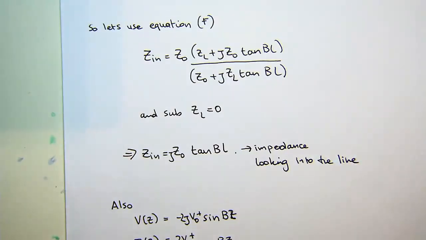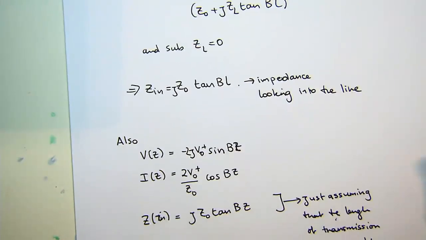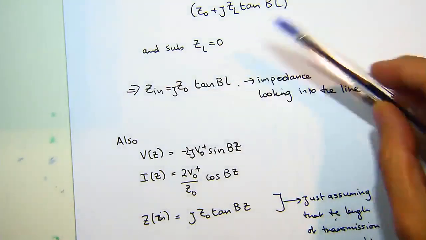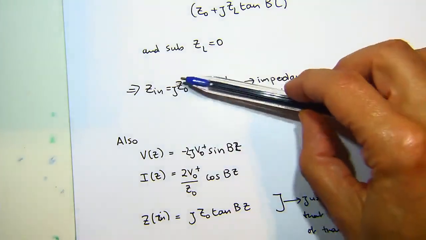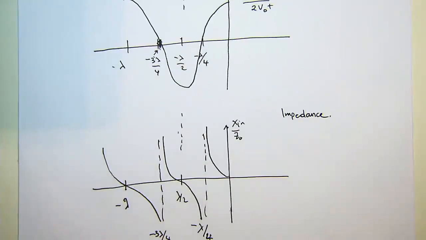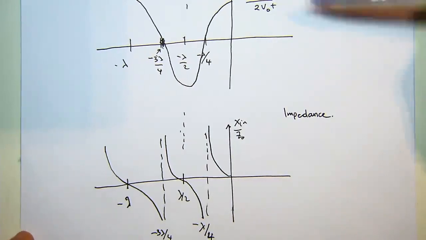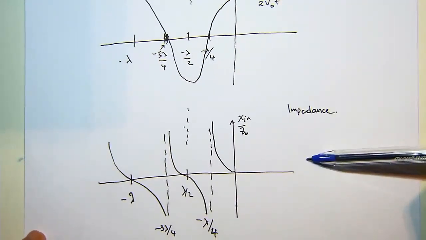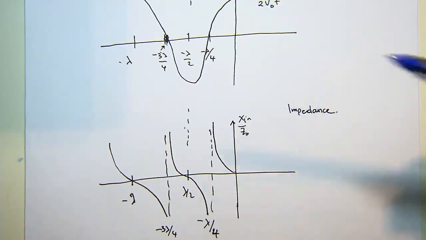transmission lines terminated in a short circuit. We worked out the impedance looking into this line can be written as jZ0 tan beta L, and we drew out essentially the voltage, the current, and the impedance for this particular system.